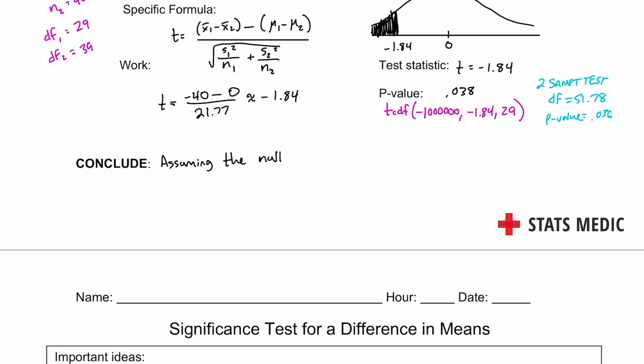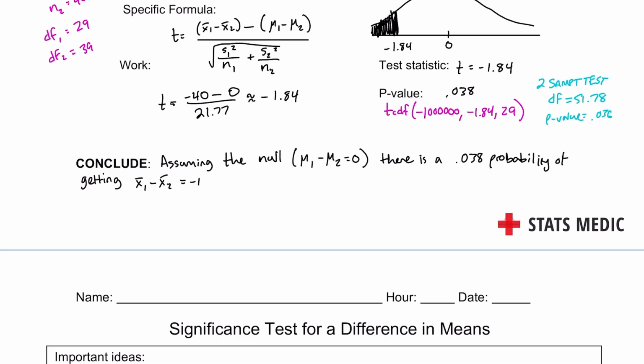So it would say something like, assuming the null mu1 minus mu2 equals 0, there is a 0.038 probability, because that's what a p-value is, a probability, of getting x bar 1 minus x bar 2 equal to negative 40 or less purely by chance.